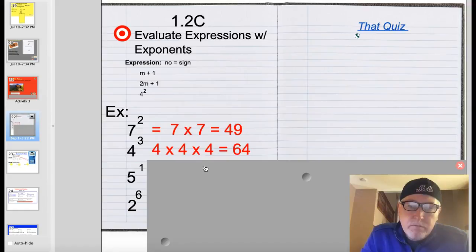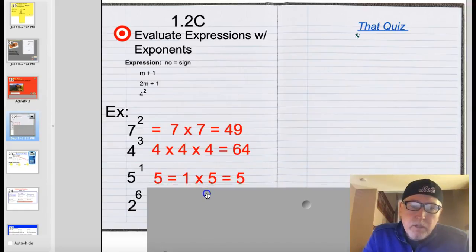5 to the 1st, you don't see it written like that, but I'd like you to think about it this way. Instead of just 5, think about it as 1 times 5. I think that'll help you when we get into a little more complicated expressions involving numbers to the 0 power and to the negative exponent. That'll help a little bit. 2 to the 6th, this is where it gets a little hairy.